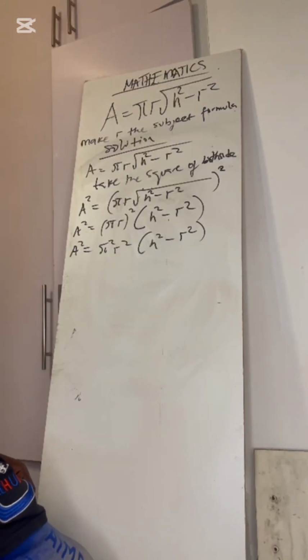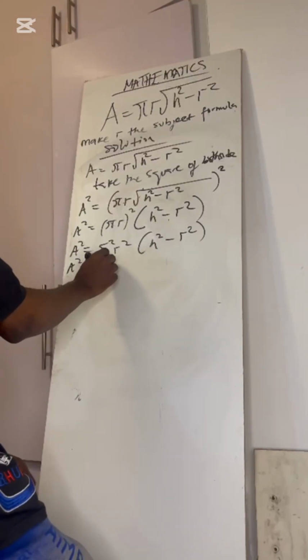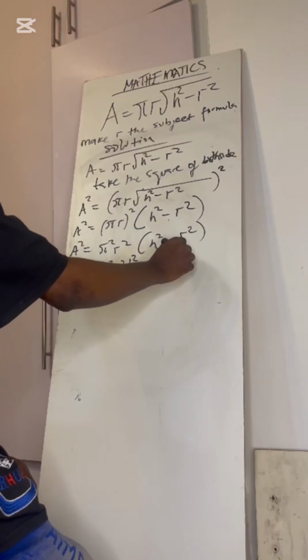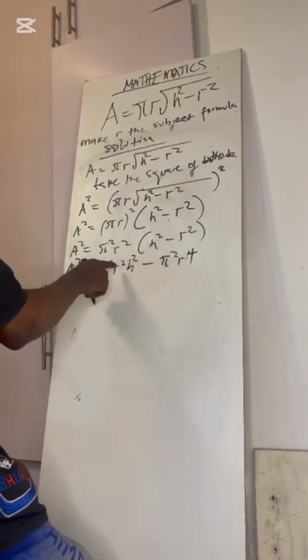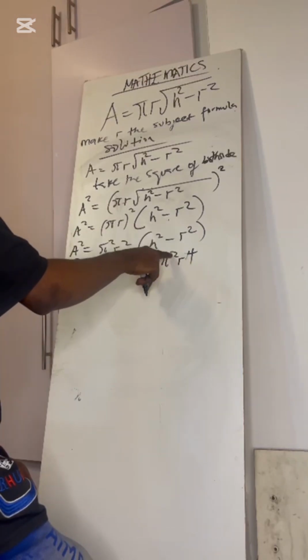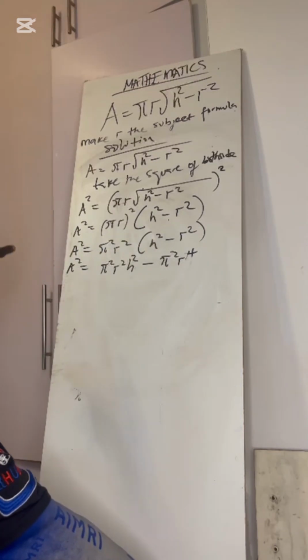So from here, we are going to open the bracket. So a square is equal to pi square r square h square minus pi square r square times r square, which gives pi square r raised to power 4. So from here, this is where it becomes tricky.